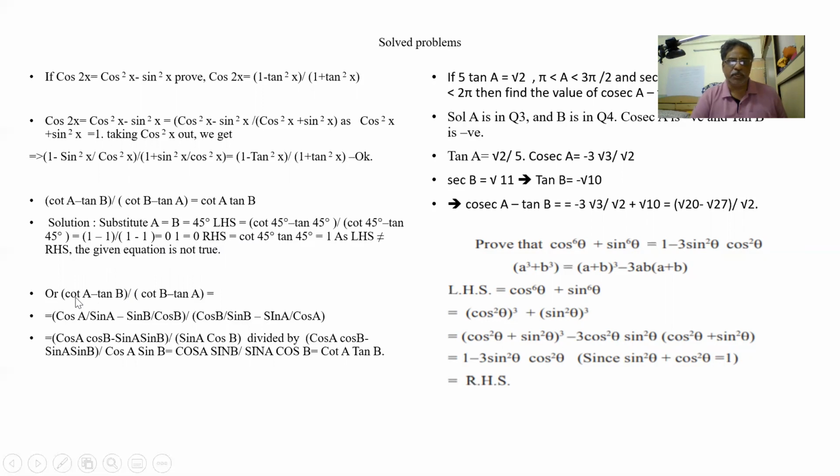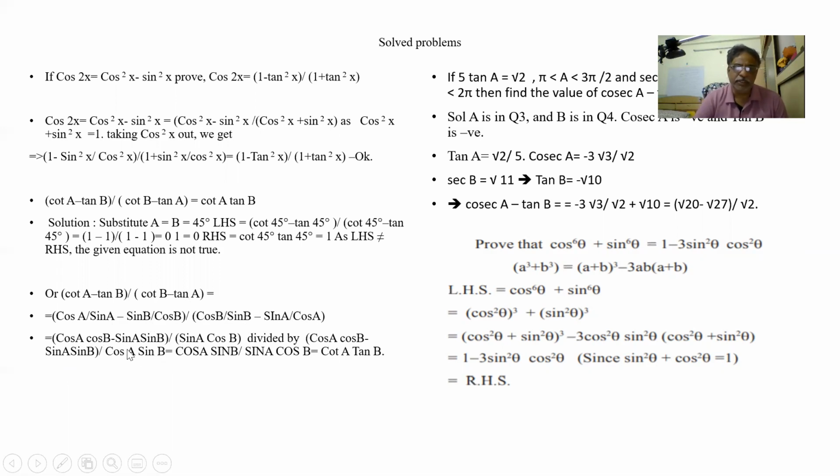Take out cos A by sin A, tan B is sin B by cos B, this is cos B by sin B, this is sin A by cos A. So when I do LCM, what am I getting? cos A cos B minus sin A sin B, divided by sin A cos B, and in the denominator cos A cos B minus sin A sin B, here also the same, divided by cos A sin B. When we do division, all get cancelled out. We are getting finally cos A sin B going to the top.